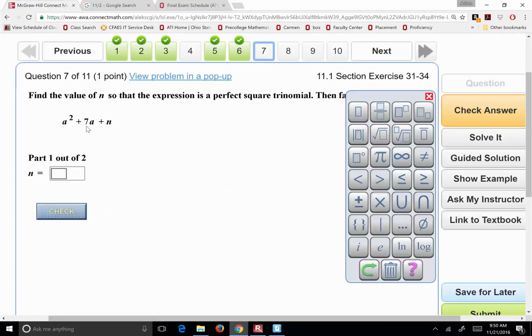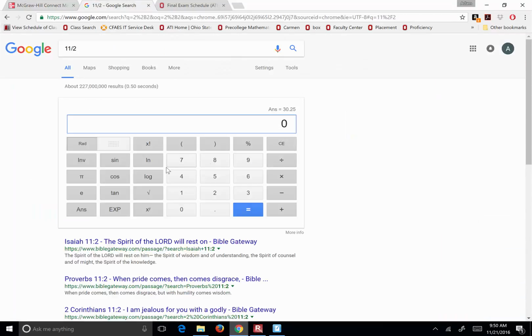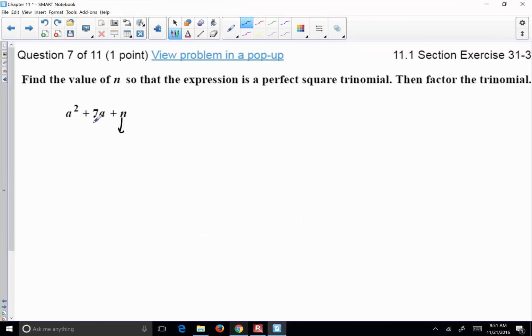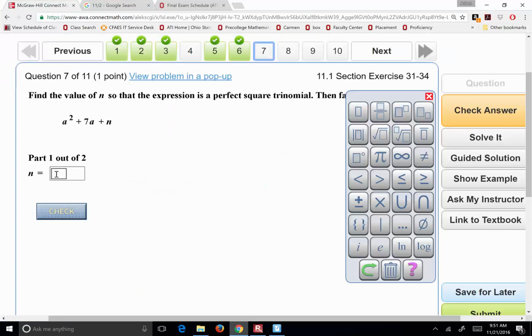12.25. You take half of the middle term, which is 7 over 2. Divide the term in the middle by 2, and take that answer and square it. 12.25. Again, we take 7 over 2, which is 3.5, and square it. And it's 12.25. Okay, that was easy. How about its factored form?